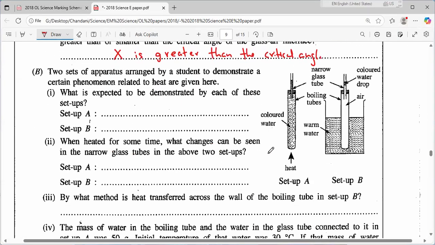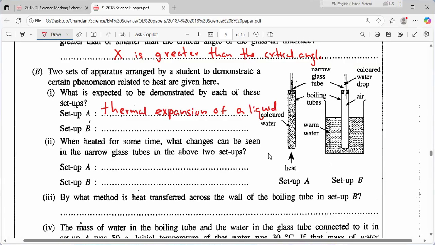And for B, the colored water drop moves up in the air when we are heating, and this is happening. So this is the observation after heating. Setup A is formed for showing the thermal expansion of a liquid. Here we are using water. So you can write thermal expansion of a liquid, or you can write water as well.